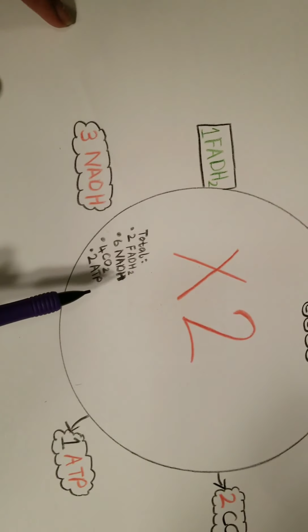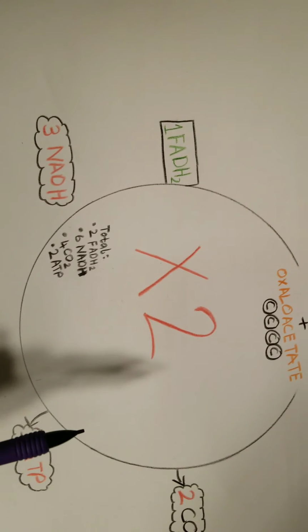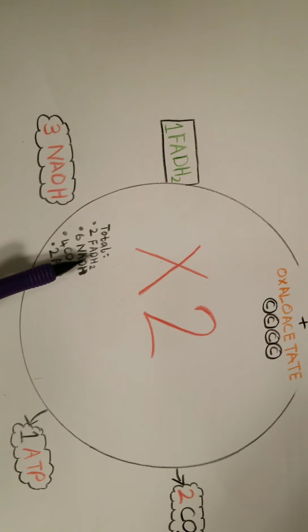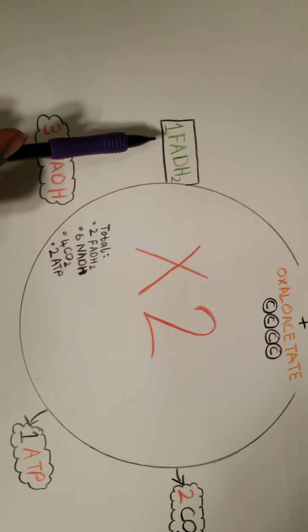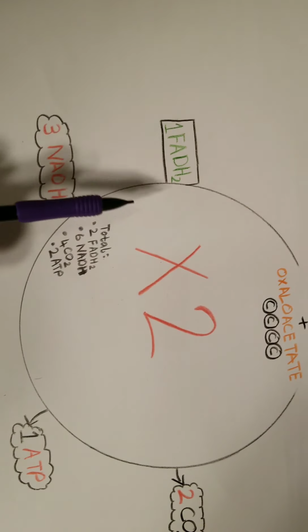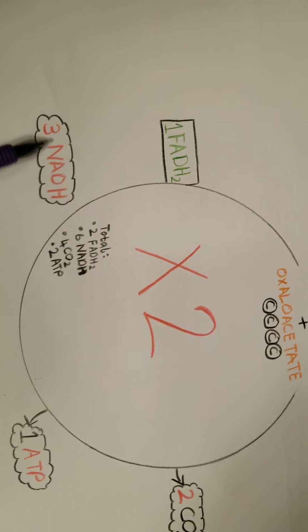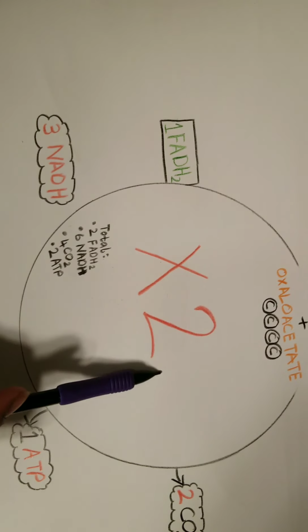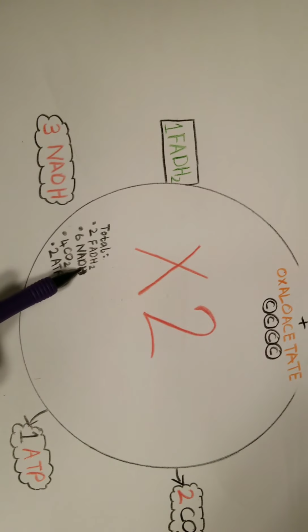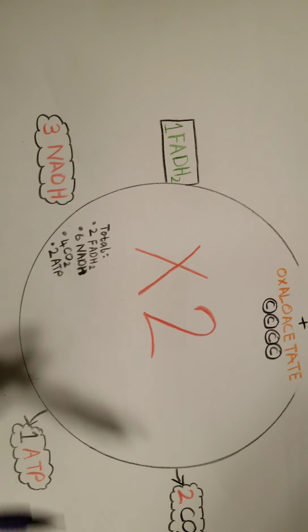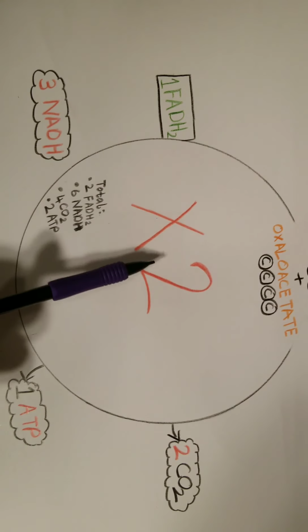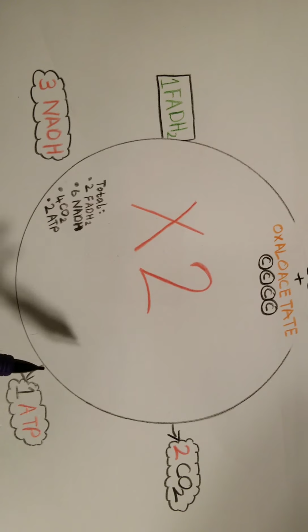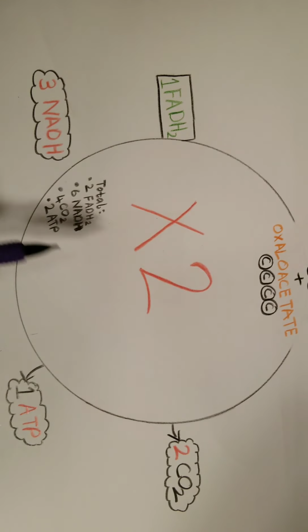So just to go over what we're making in this step, the total. We're going to be making 2 FADH2. So it was 1 for the one cycle, and then times 2. 1 times 2 is 2. And then 6 NADH, so 3 times 2, it's going to be 6. And then we're going to have 2 carbon dioxides, so 2 CO2s, and then 2 times 2 is 4. And then 1 ATP for one cycle, 2 ATP for 2, so 1 times 2 is 2.